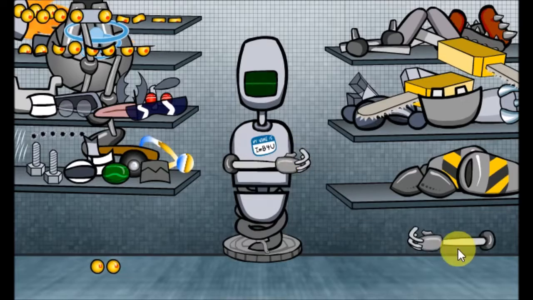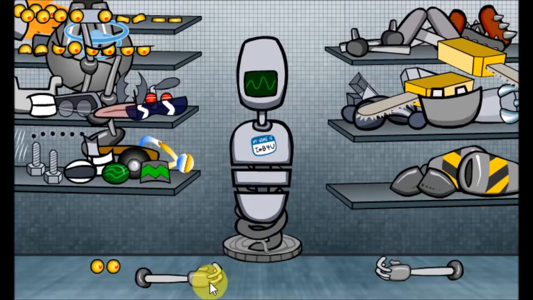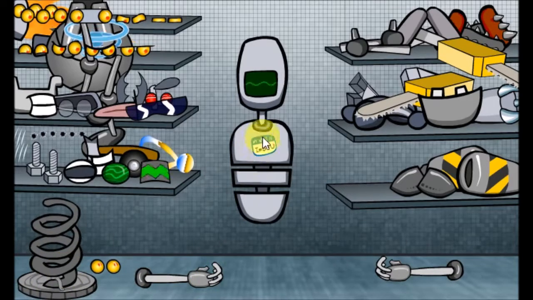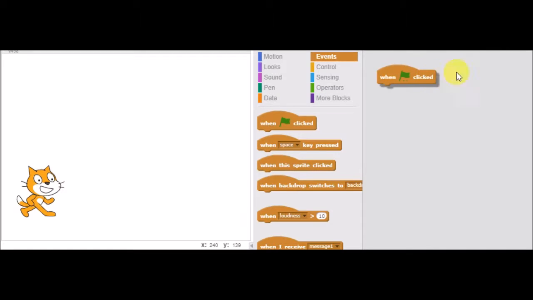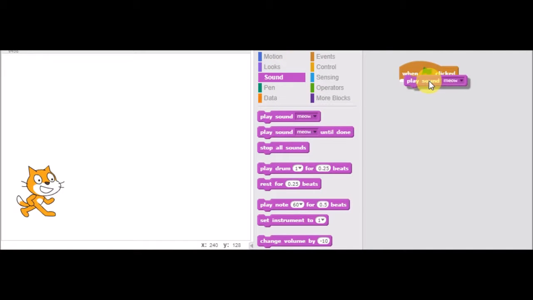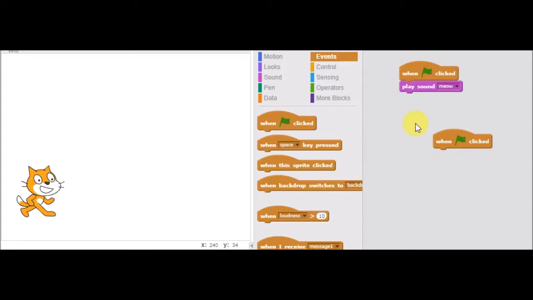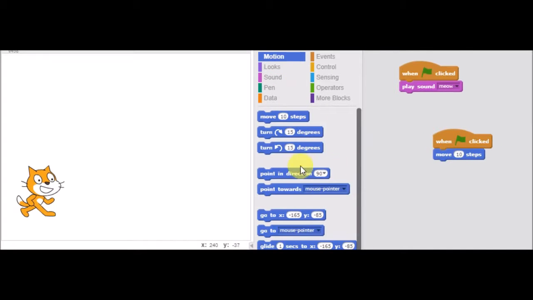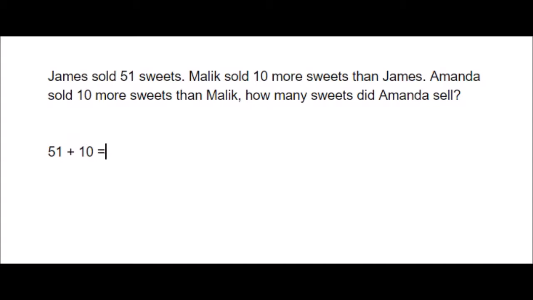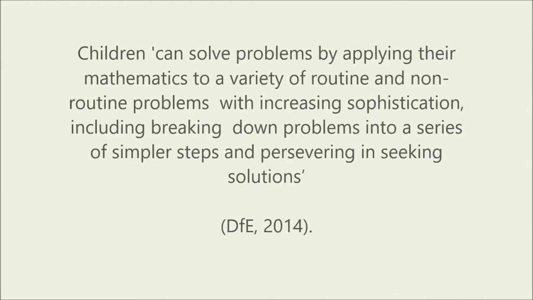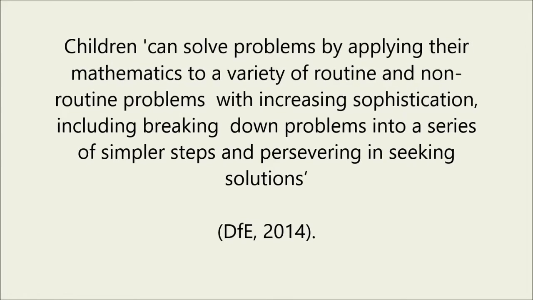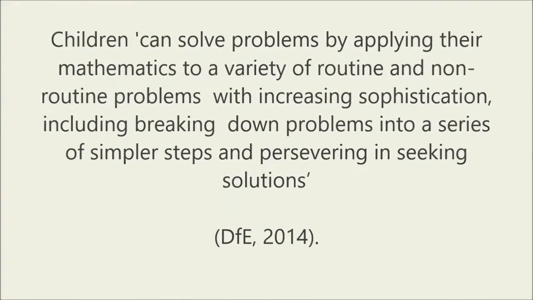Decomposition involves breaking down a larger problem into smaller parts, which are easier to tackle. Not only do you see this in the computing curriculum, for example, when children are creating a game on Scratch, they might write a separate code for the character's sound, and then write a separate code for the character's movement. We also see this in the maths curriculum. For example, when children are working through a word problem, they will often break down the problem into different parts. Therefore, decomposition is already in the maths curriculum, although not stated, as children are breaking down problems to solve the problem.